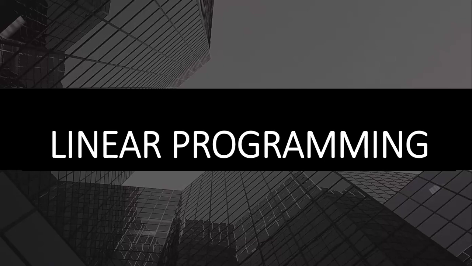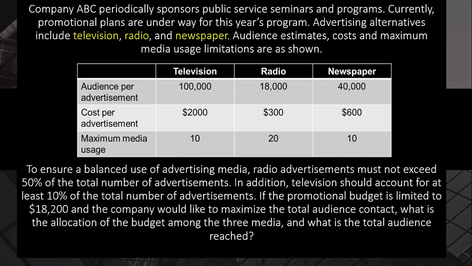Hello everyone. Today in linear programming, we have a problem of an advertisement company. Here it says that a company ABC periodically sponsors public service seminars and programs. Currently, promotional plans are underway for this year's program. Advertising alternatives include television, radio, and newspapers. So there are three alternatives. Audience estimates, cost, and maximum media usage limitations are as shown.